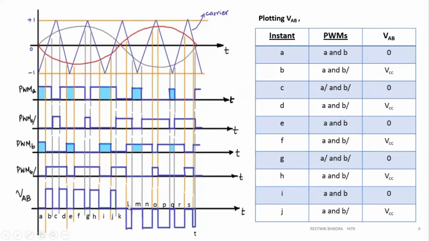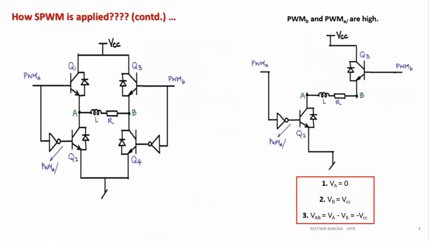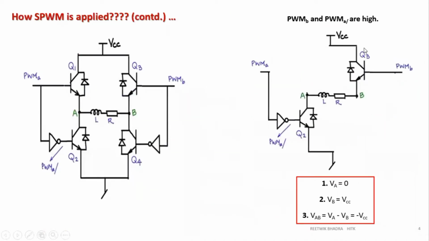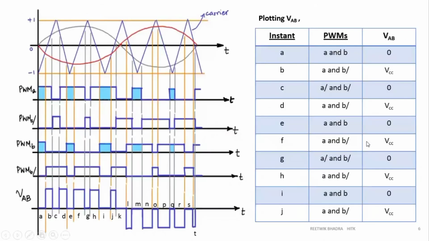Next, during L condition, understand this carefully. B bar is 0, B is high, and A bar is high. So A bar B. Yes, A bar B, correct. So this is A bar B for L. Now in A bar B for L, my VAB is minus VCC. So under L, it is A bar B, and we are getting minus VCC.